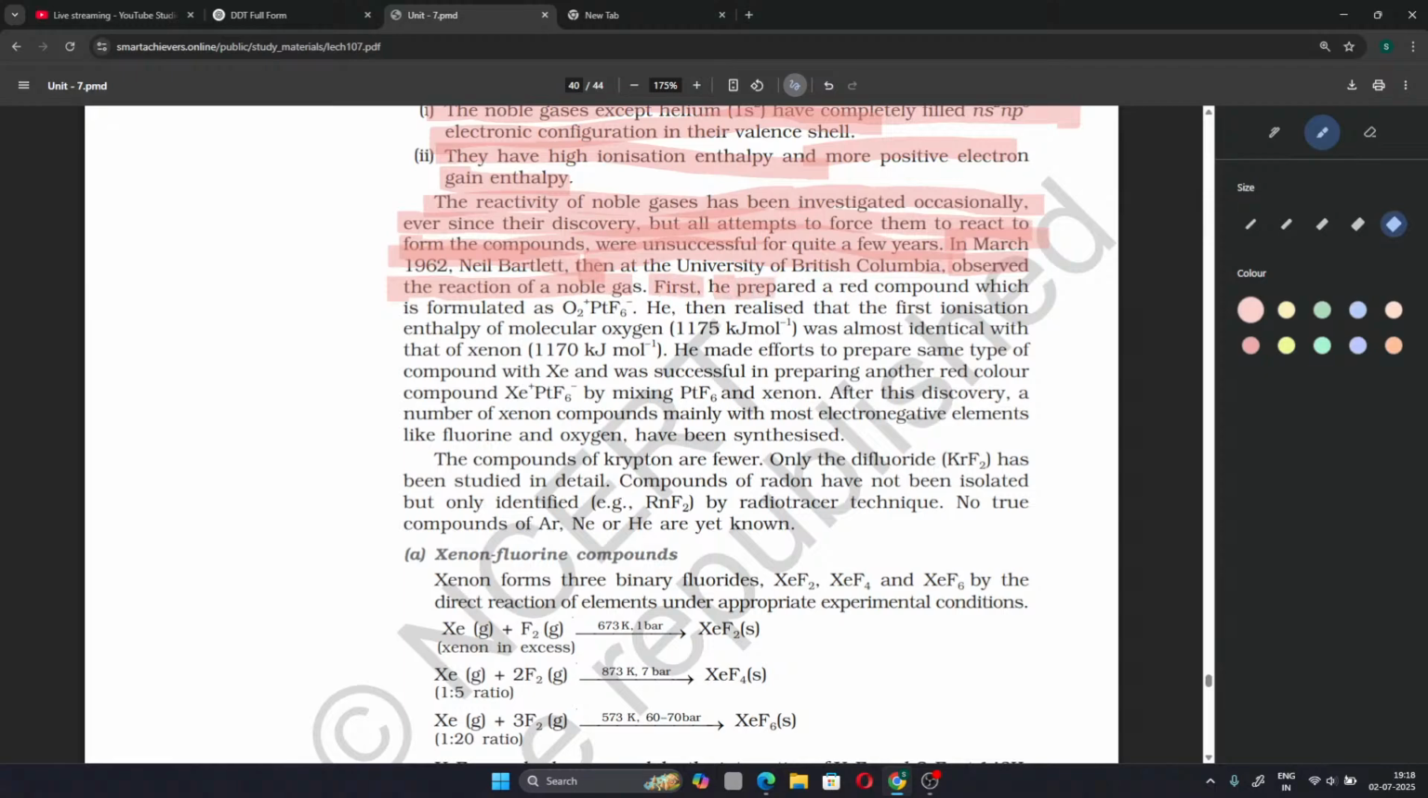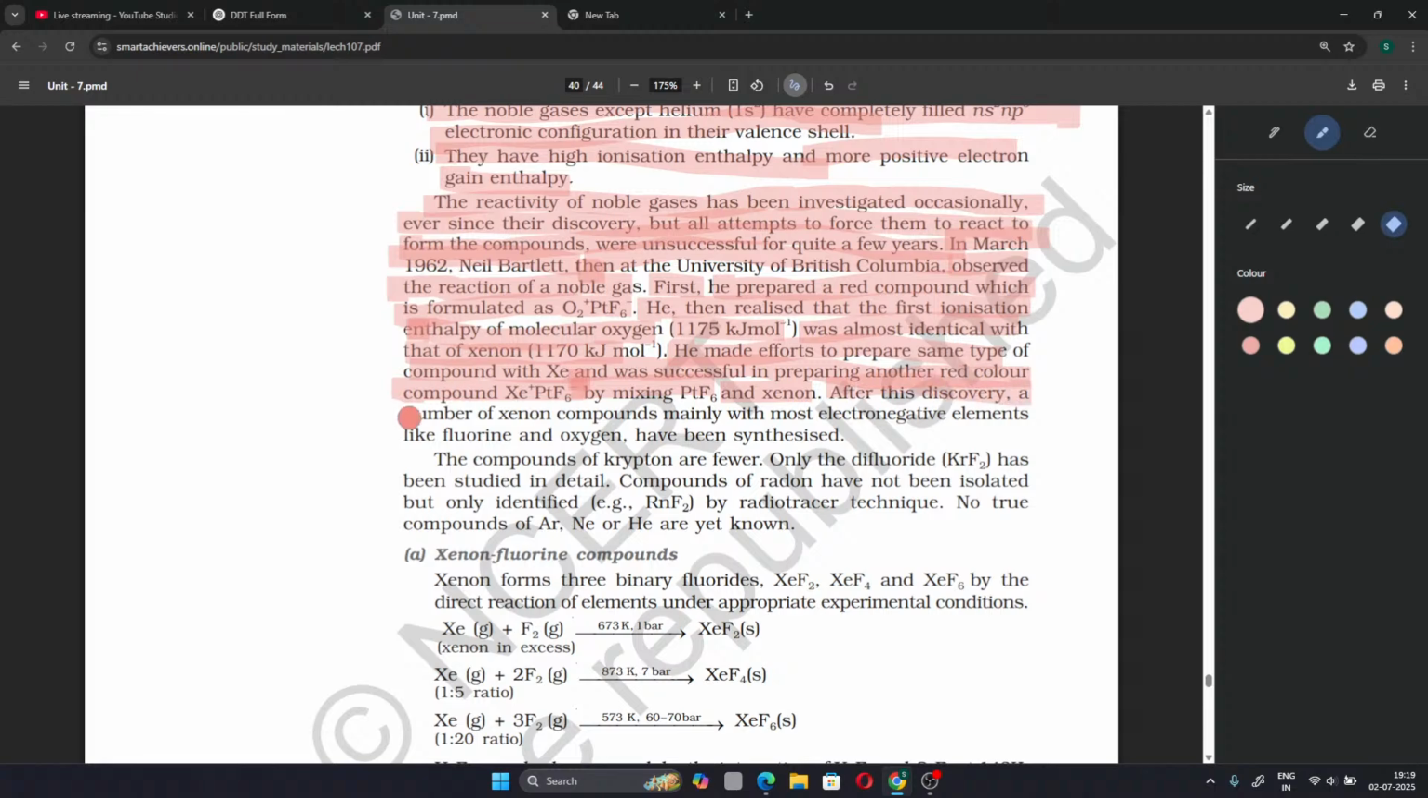First, he prepared a red compound which is formulated as O2+PtF6−. He then realized that the first ionization enthalpy of molecular oxygen, 1175, was almost identical with that of xenon, which is 1170, a little lower than oxygen. He made efforts to prepare the same type of compound with xenon and was successful in preparing another red color compound, Xe+PtF6−, by mixing platinum hexafluoride and xenon.